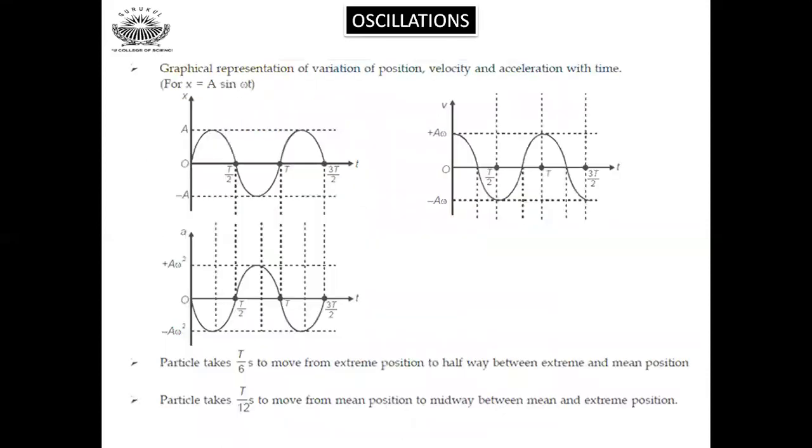Now this is the graphical representation to indicate the phase difference between displacement-time, velocity-time, and acceleration-time graphs. It gives you some idea about how these things change with respect to time. You can observe that displacement and velocity differ by pi by 2, velocity and acceleration differ by pi by 2, and displacement and acceleration differ by pi. So there will be a phase difference of pi and pi by 2 between these.